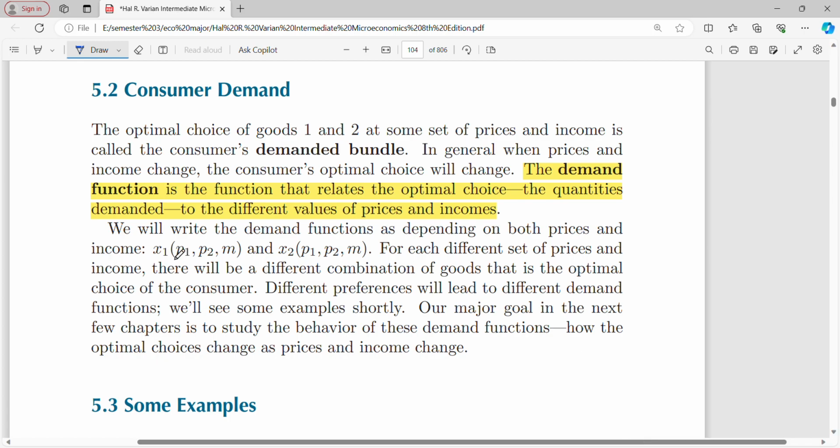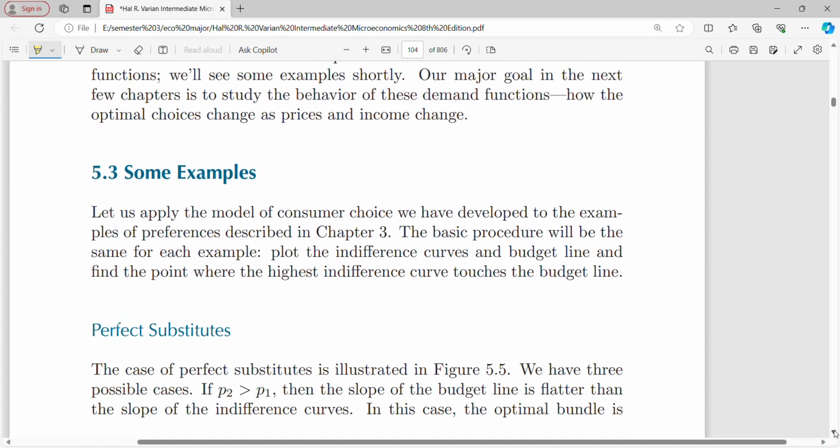And how can we write the demand functions depending on the prices? This is the way we write them. x1 is a function of p1, p2, m, where m is income. So this is the demand function.